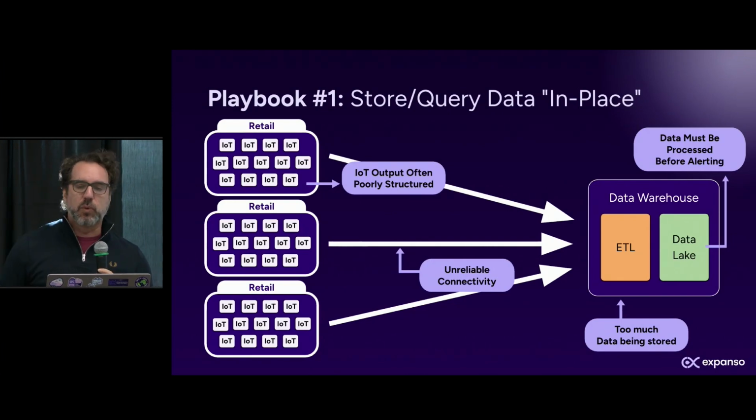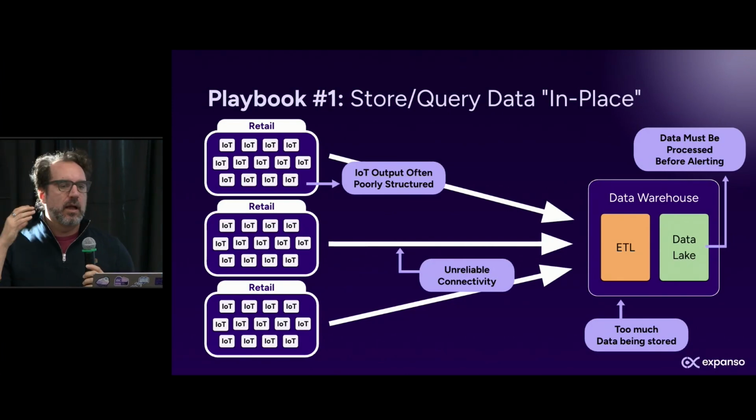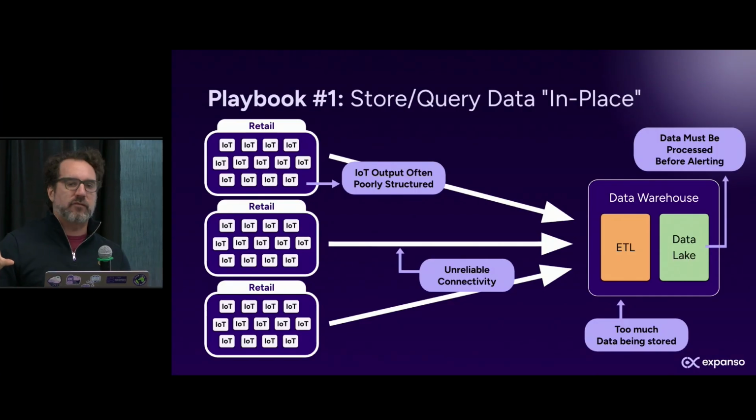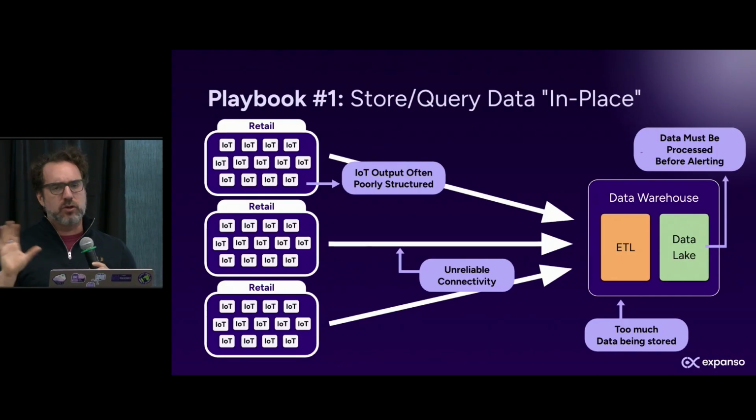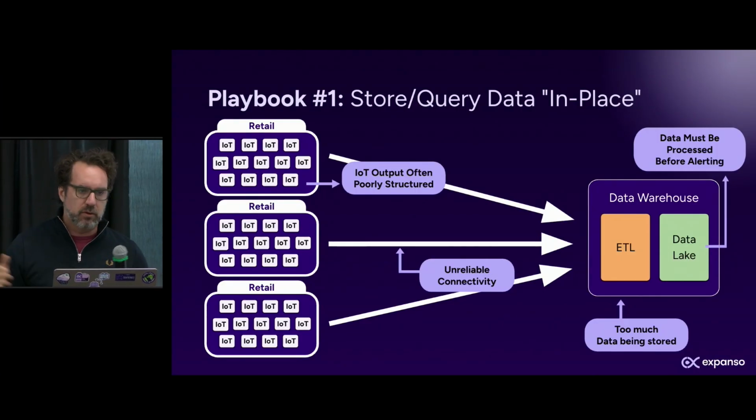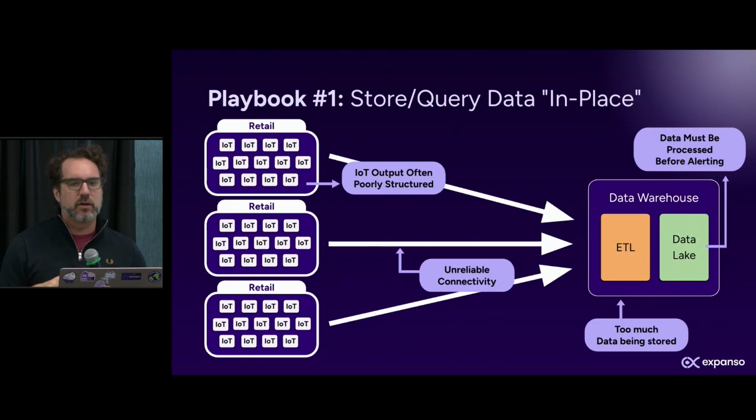So it comes off, it's poorly structured, or it lacks metadata, and then it all has unreliable connectivity back to your data warehouse. And you're like, well, no, you don't understand. We're all on Google or AWS or Azure or whatever.